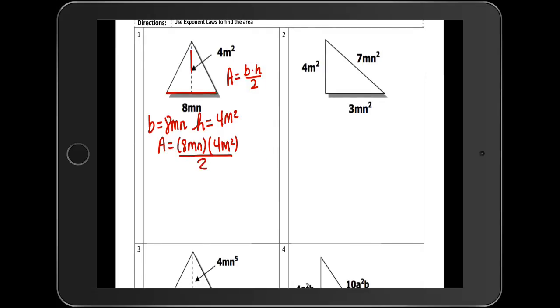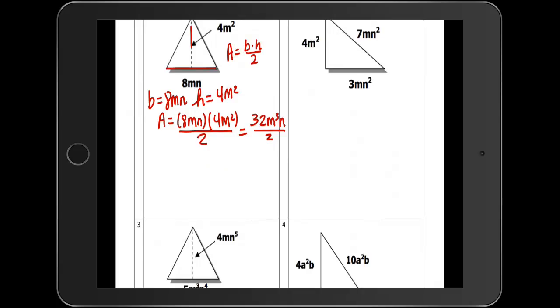Okay, so I can take a look at the top portion first. I multiply the numbers first. 8 times 4 is 32, so I'm going to write 32. Here's where I start to use the product rule. M times m squared gives me m cubed, and n just tags along for now. I also know that this is being divided by 2, so I need to simplify this one last step.